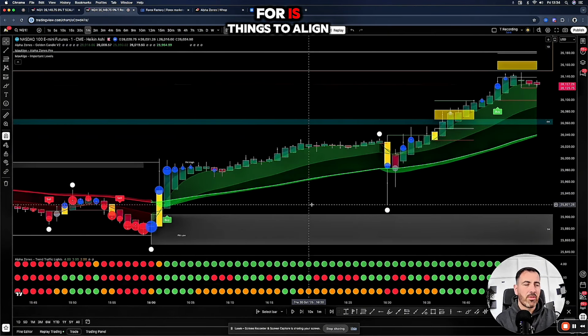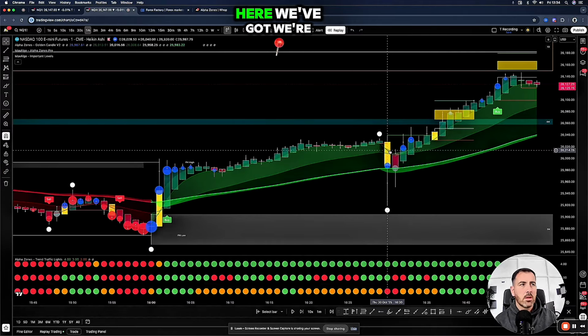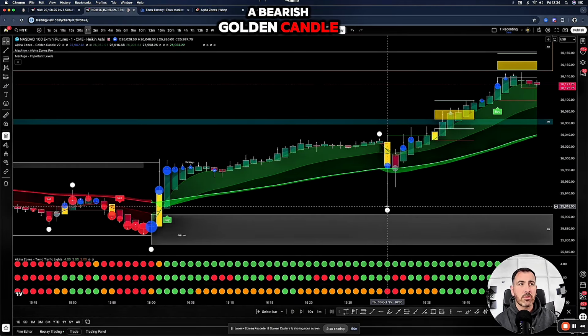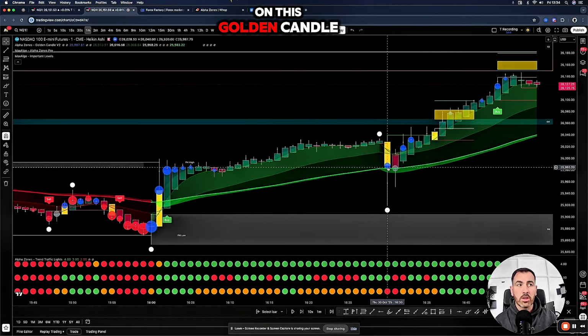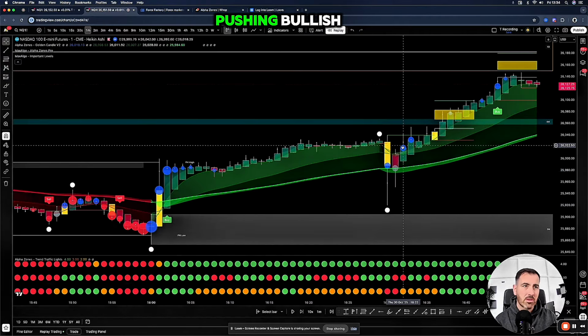And what we're looking for is things to align. So the golden candle here, we've got a green trend wave. We've got a bearish golden candle. We've got bullish volume on this golden candle. I don't want to be trading bearish here when everything else is pushing bullish.